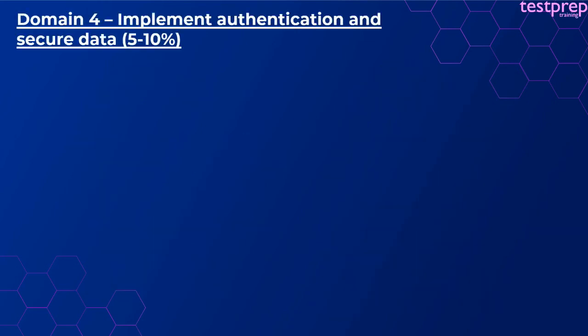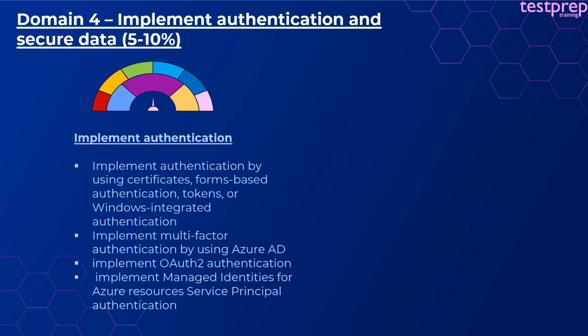Domain 4. Implement authentication and secure data, which comprises of 5 to 10% weightage in exam. We can understand this in 2 parts. First, implement authentication. It is divided into 4 parts. 1. Implement authentication by using certificates, forms-based authentication, tokens, or Windows integrated authentication. 2. Implement multi-factor authentication by using Azure AD. 3. Implement OAuth 2 authentication. 4. Implement managed identities for Azure Resources Service Principal authentication.